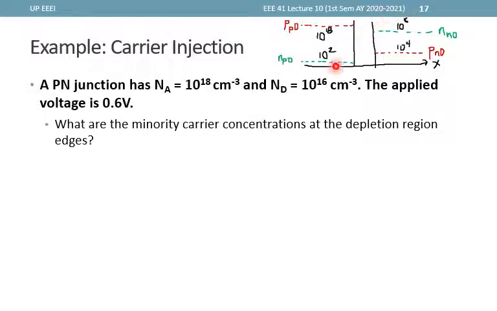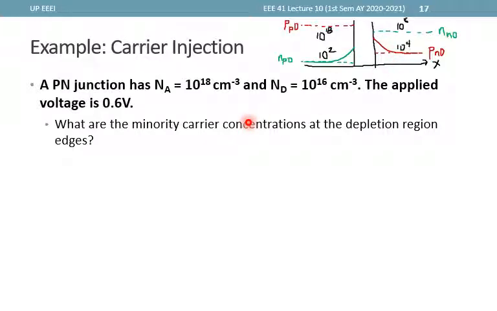And we have Np naught to be 10 to the 2 and Pn naught to be 10 to the 4. Now going back to the problem, we apply some forward bias of 0.6 volts. So with some forward bias of 0.6 volts, we expect that we are injecting majority carriers at the other side. So meaning the minority carrier concentrations are larger at the edges and recombine along the way.